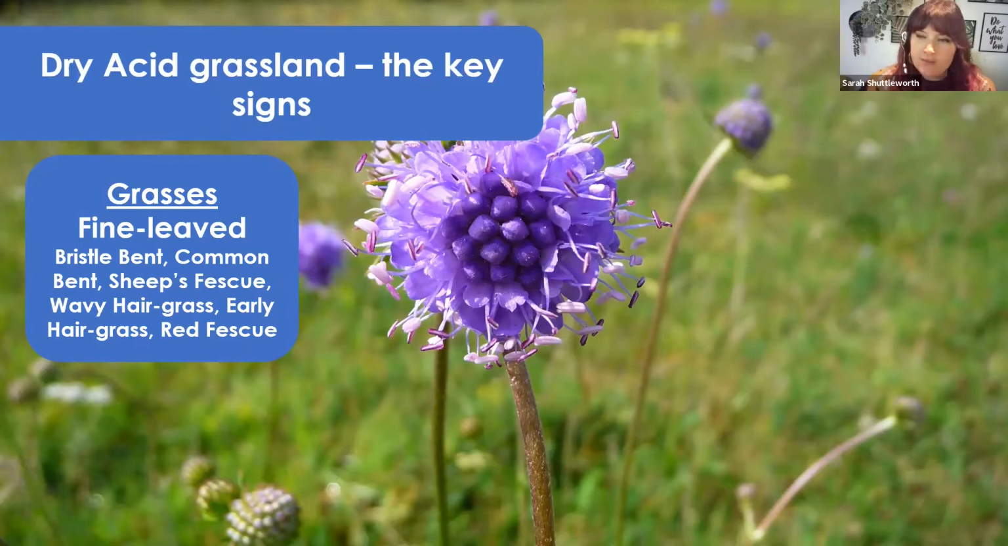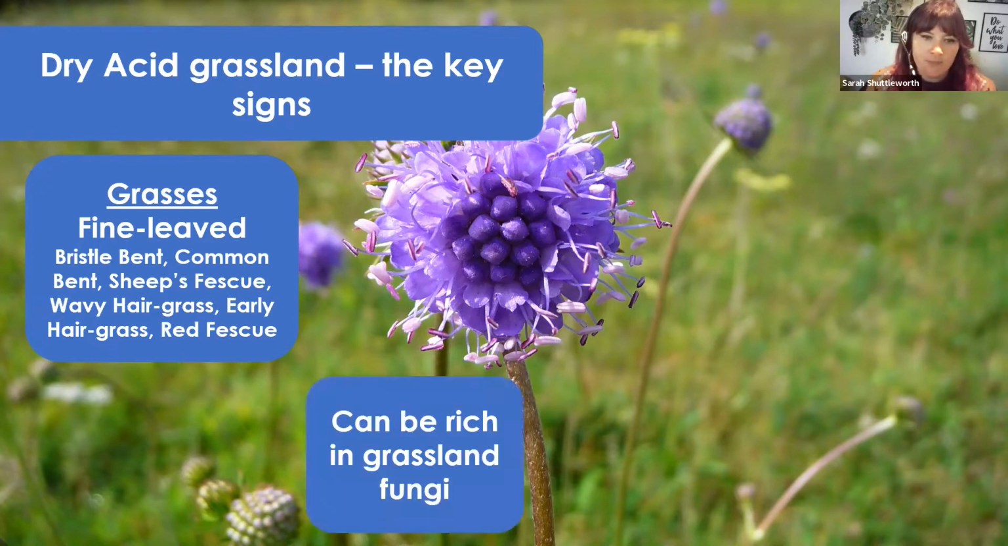So, the key signs that you might have a dry acid grassland. We've talked about those fine-leaved grasses, so species such as bristle bent, common bent, sheep's fescue, wavy hairgrass, early hairgrass, which is a difficult one. Not many people are aware of it because it is quite an early flower and it's quite small and it's an annual species as well. And red fescue. Those are all nice fine-leaved small grasses that you might find.